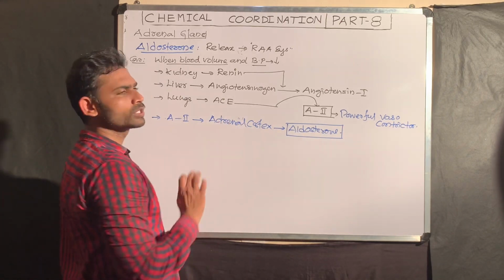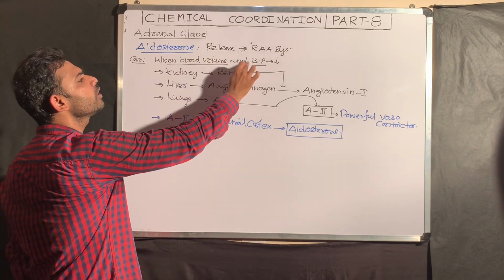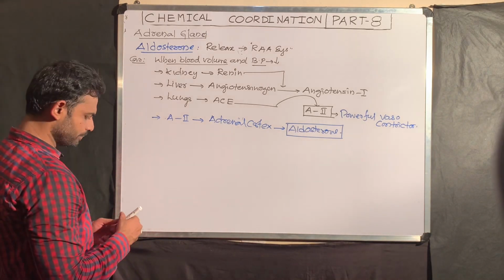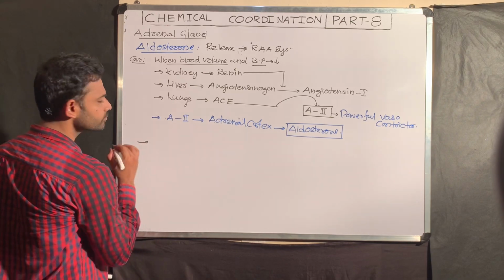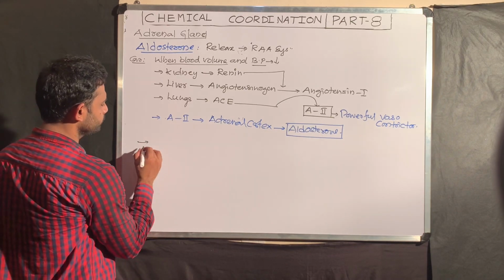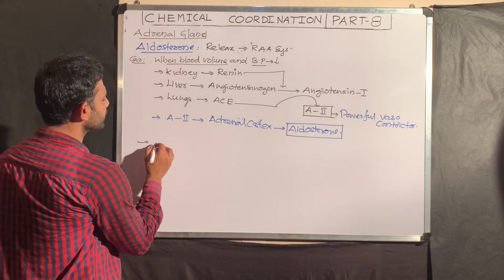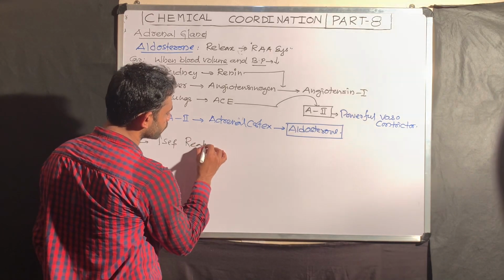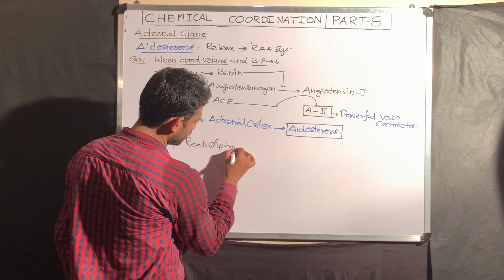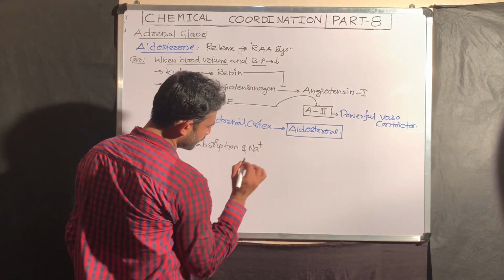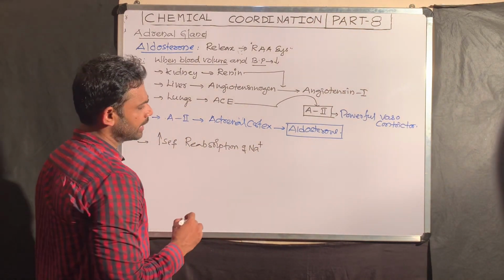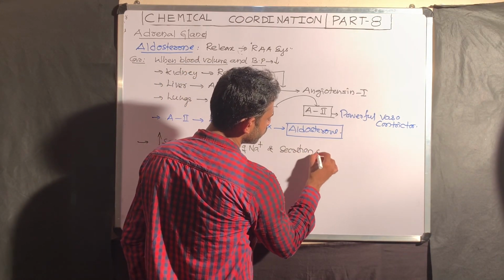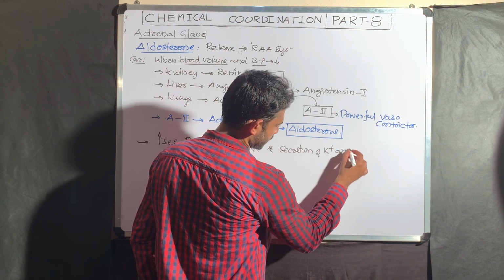Now finally, aldosterone release. What is the condition? Blood volume is low and BP is low. How is this condition overcome by aldosterone? That's very simple. I am telling the effect of aldosterone. This increases reabsorption of sodium from the kidney, and stimulates the secretion of potassium and hydrogen.